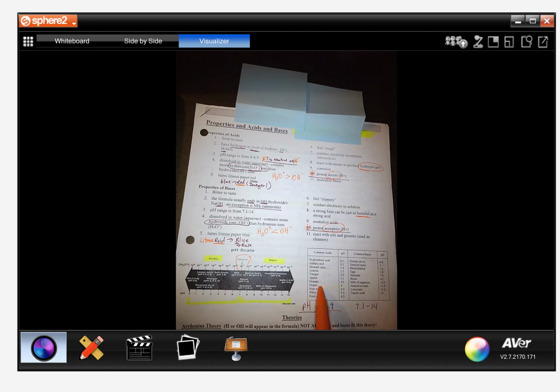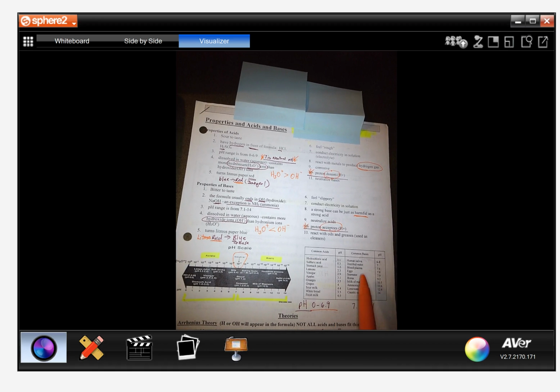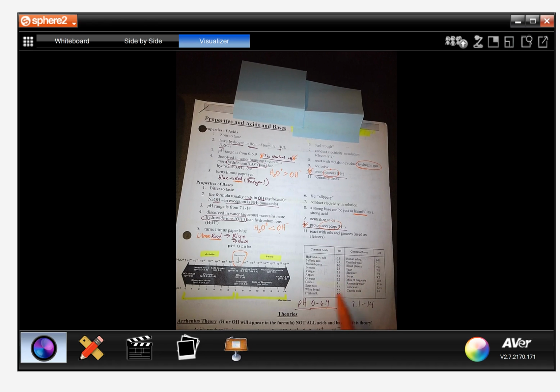You may not think so, but orange juice happens to be a 3.5. Blood is basic. Not too basic, but it is basic. It's 7.4. So this would be the acids. These would be the common bases.